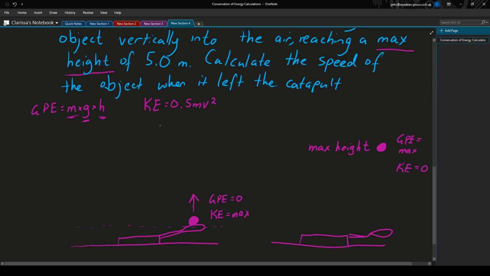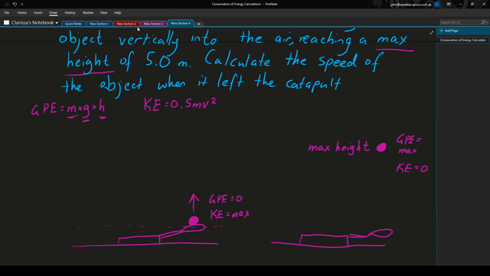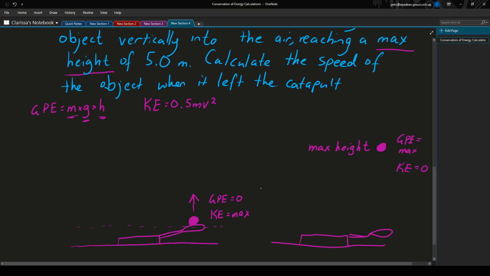Now I want you to notice what happened here. Things switched around. At the very start, we had maximum kinetic energy and no gravitational potential energy. Then later in its journey, when it reached its max height, GPE became max and kinetic energy became 0. This is what we call the law of conservation of energy, and we talked about this before, where energy is not created or destroyed, it had to have been transferred from somewhere.